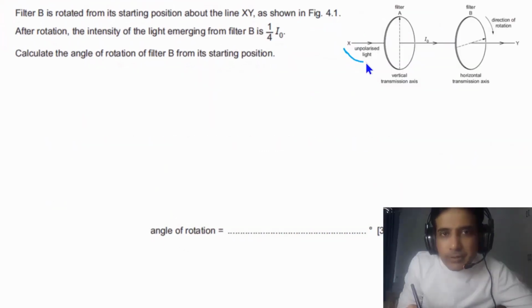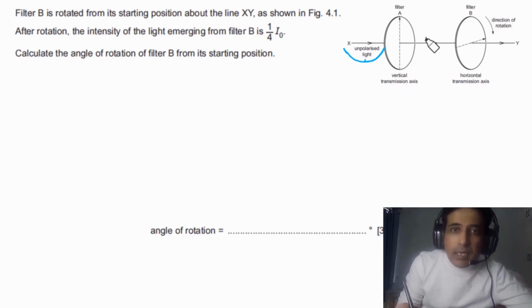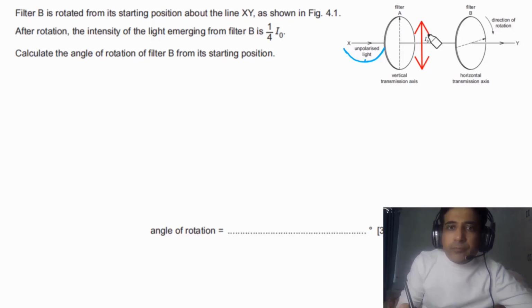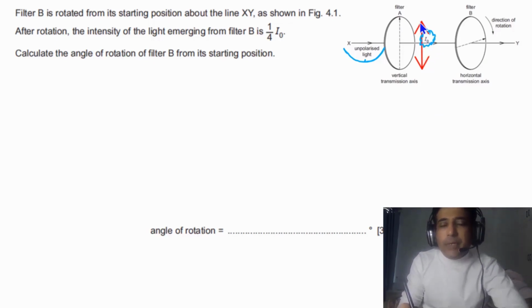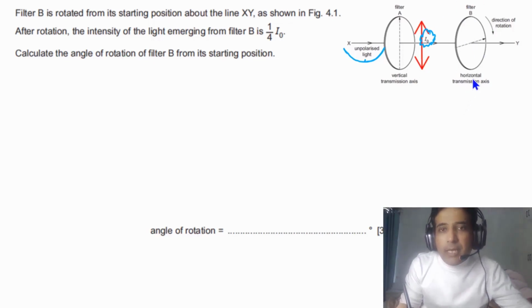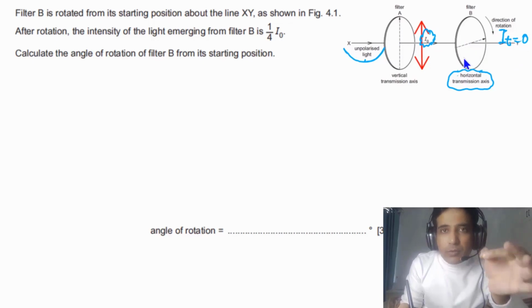For part B, it is given to us that unpolarized light passes through filter A, and filter A has vertical transmission axis. It simply means that after passing filter A, light will be vertically polarized. And the intensity of this light is given as I naught. When this vertically polarized light passes through the second filter, filter B, which has horizontal transmission axis, the intensity of the light after passing filter B will be equal to 0, because angle between these two filters is 90 degrees. So cosine of 90 will be equal to 0.